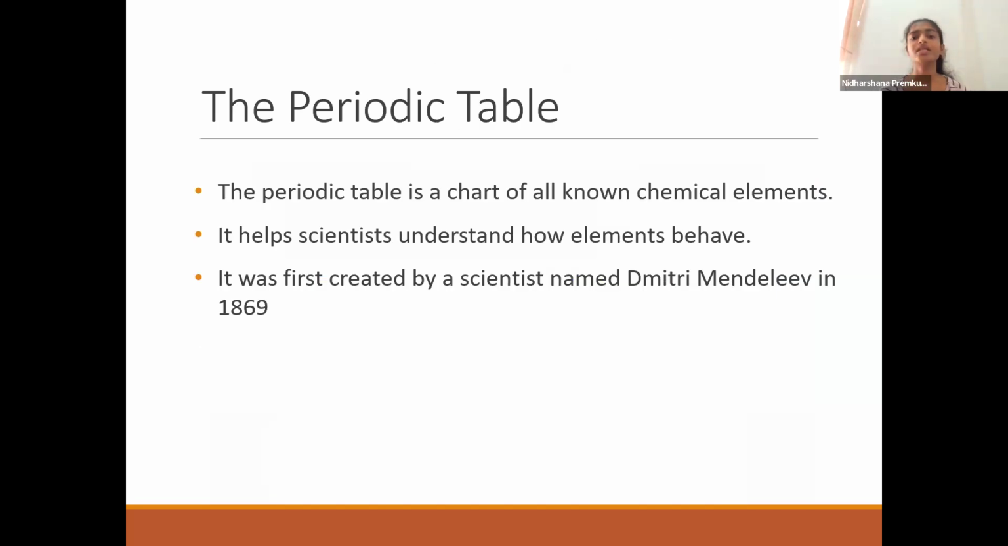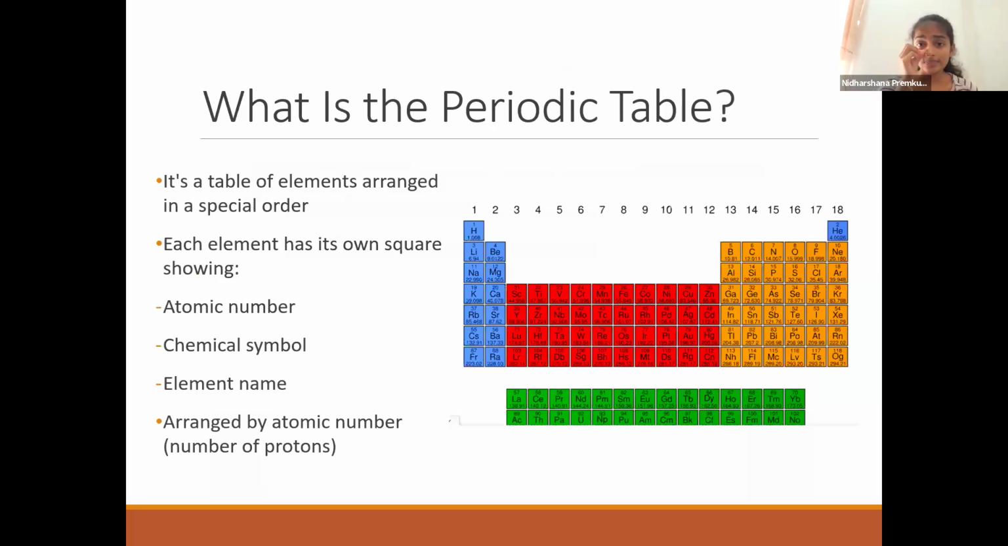So let's see. The periodic table is a chart of all known chemical elements. It helps scientists understand how elements behave by themselves and with one another. Who created this periodic table? It was created by a scientist named Dmitry Mendeleev in 1869, which is way, way long ago. So, this periodic table is a table of elements arranged in a special order, like I mentioned earlier. Each element has its own square, showing its atomic number, its chemical symbol, and element name.